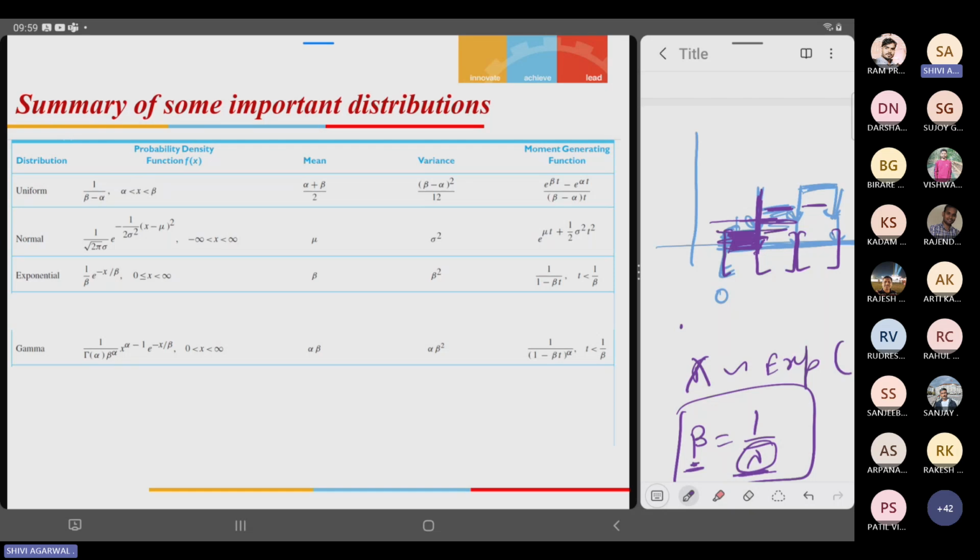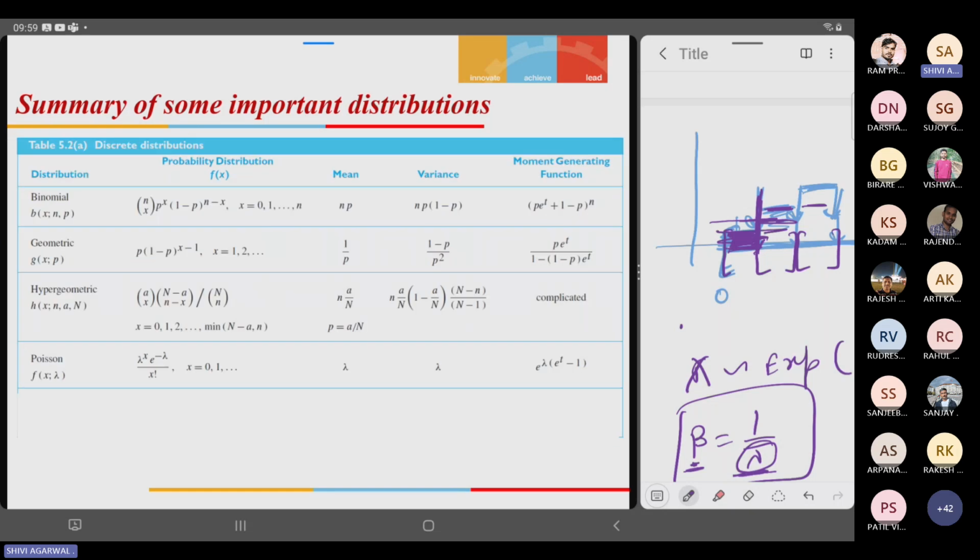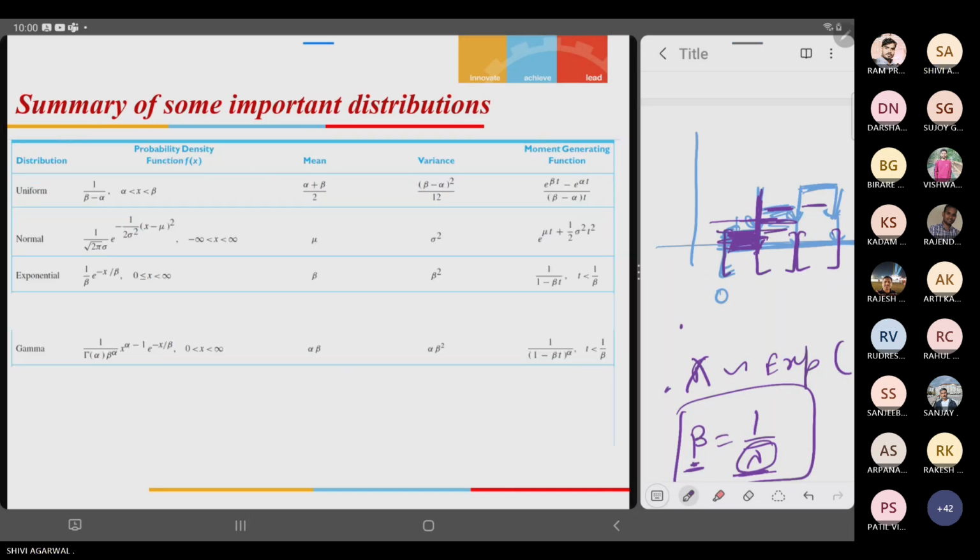And this summary sheet is also given in your textbook. Don't worry about it. Clear? So this summary is given in the form of discrete and continuous. The first one is for the discrete case, and the next one is for the continuous case. Clear? Now it's clear to all of you.